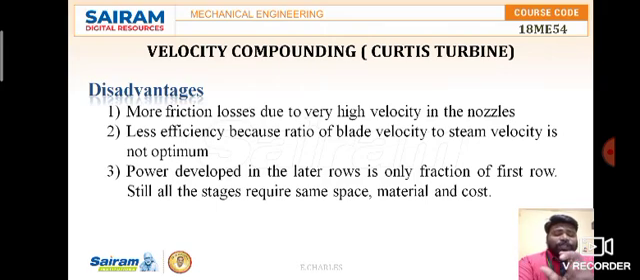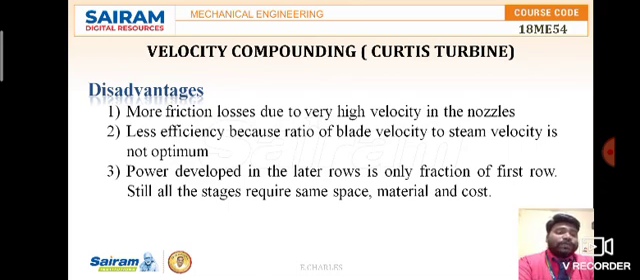If you take a different number of nozzles, there will be friction between the surface of the nozzle and the steam, so there will be more friction. Because of the friction, there will be less efficiency, because the ratio of blade velocity to steam velocity is not optimum. And the power developed in the later rows is only a fraction of the first row. The first row will develop more power, and the later rows will not be like the first row.